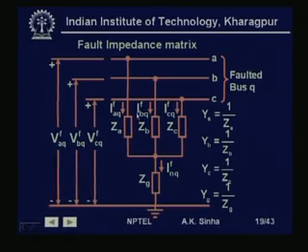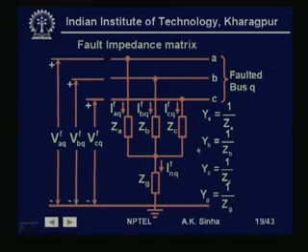Suppose we want to create a line to ground fault on phase A, then what we need to do is make this ZB and ZC infinity. So, these become open, and we use appropriate values of ZA and ZG to indicate the fault impedance for the single line to ground fault.